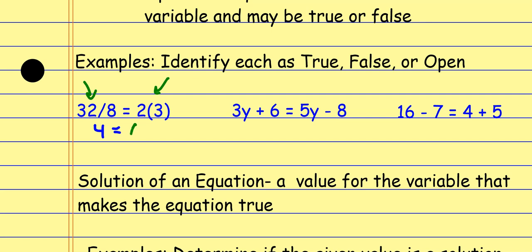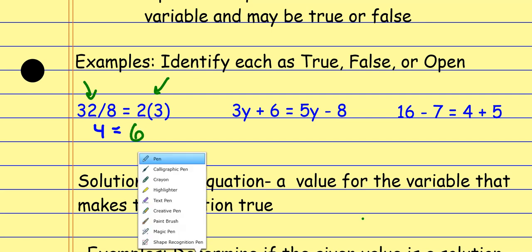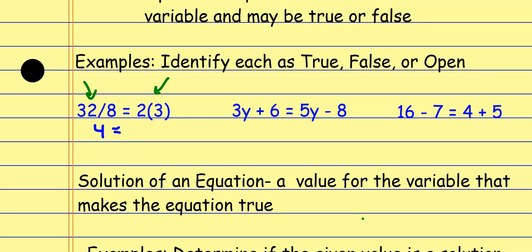And since 6 does not equal a 4, this is not true. So I'm going to put a little slash through the equal sign because 4 does not equal 6. I can say that this is a false equation. It's false because the two sides do not equal one another. So this one is false.